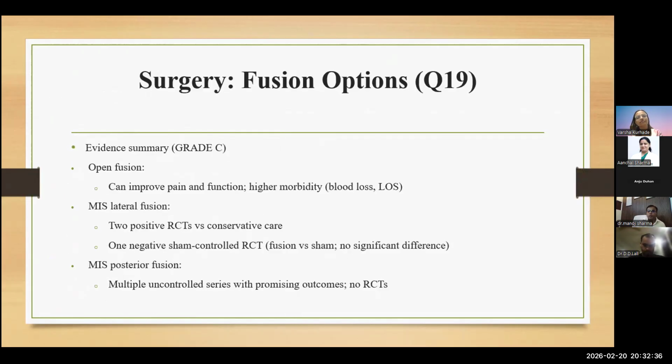For considering the fusion option, there is grade C evidence, and open fusion should be avoided because it has higher morbidity compared to minimally invasive techniques. These techniques can improve pain and function if there is no relief with conservative or minimally invasive techniques. And it was found that the maximum pain relief even with fusion options is not more than 12 months.